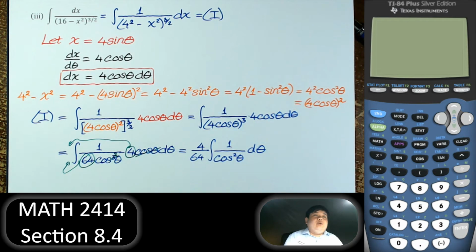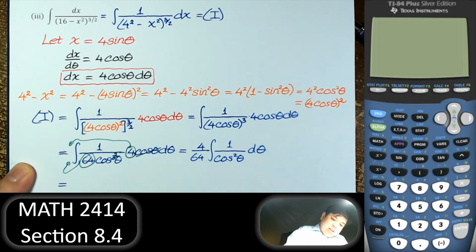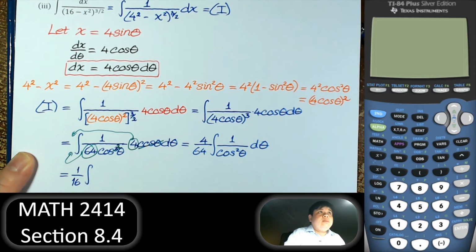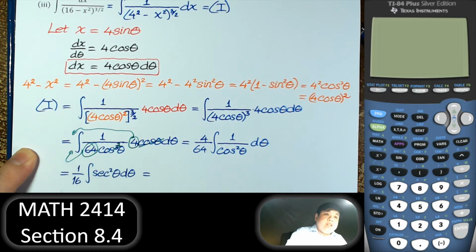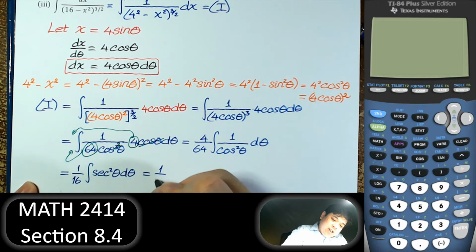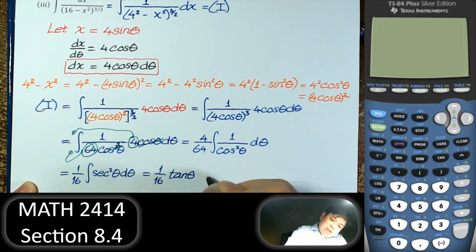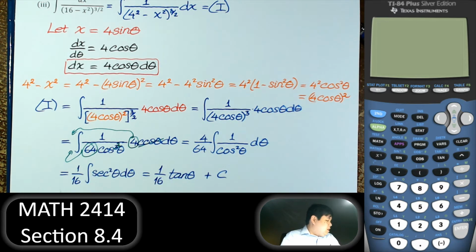Right, luckily we have something rather simple here. 1 over cosine squared is secant squared. 4 over 64 is 1 over 16. And then secant squared. Integral of secant squared is tangent, because the derivative of tangent is secant squared. Right. So we just have that. Simple enough. Now we just need to write down what is tangent.